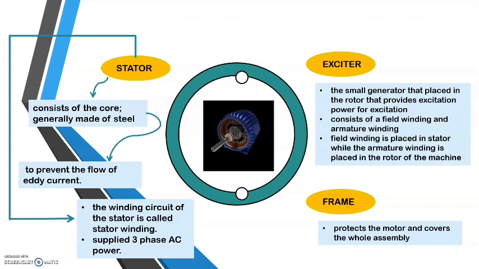Next, the exciter. The exciter is a small generator placed in the rotor that provides excitation power. It consists of the field winding and armature winding. The field winding is placed in the stator while the armature winding is placed in the rotor of the machine. Last but not least, the frame. The frame is to protect the motor and covers the whole assembly.